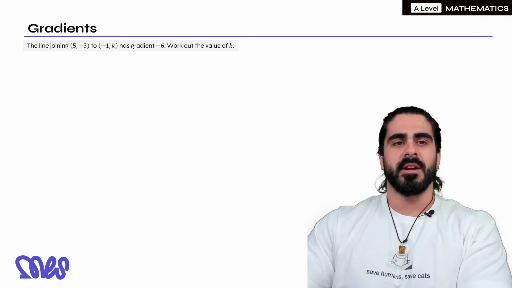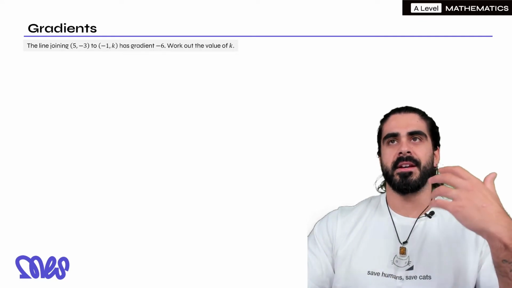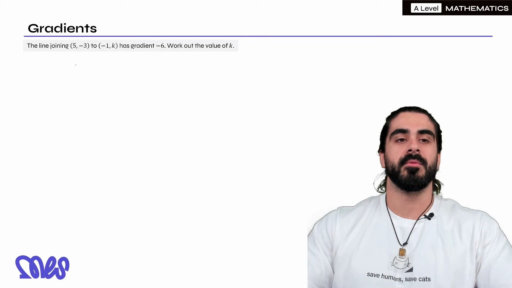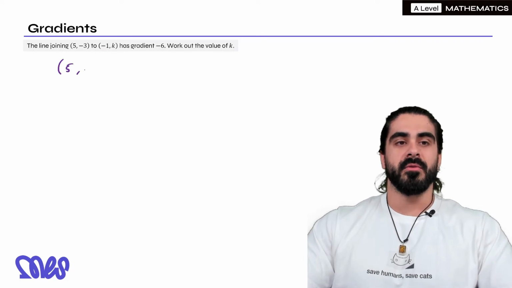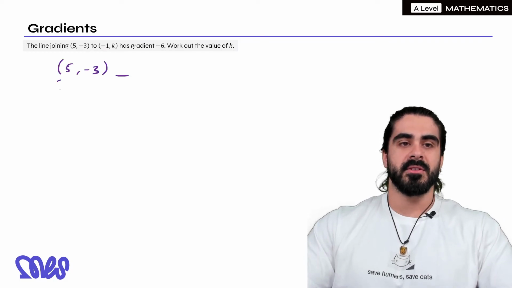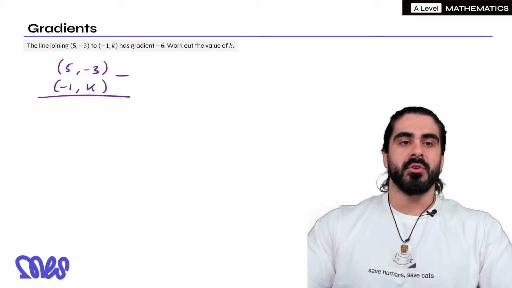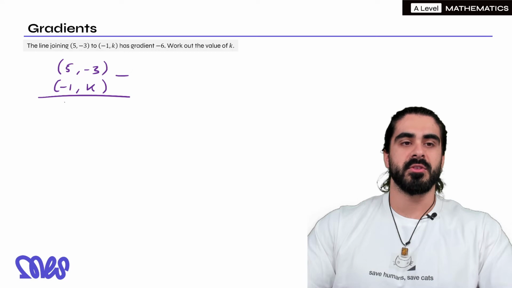So the way I like to work out gradients is instead of thinking of it as the y2 minus y1 formula, what I do to avoid any negative mistakes is I line up the coordinates and read it as column subtraction. So 5 minus minus 1 is 6, minus 3 minus k.